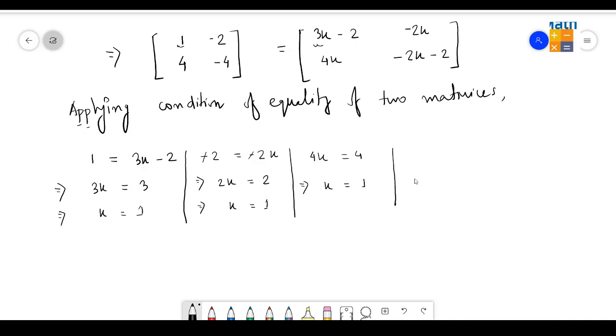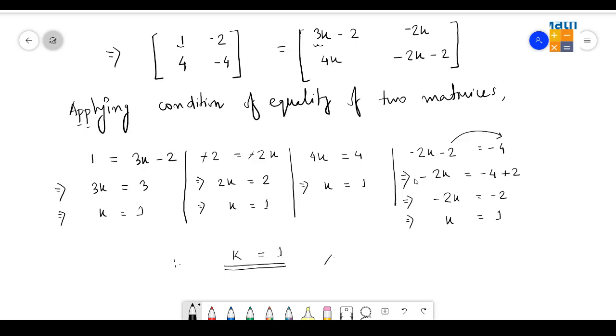And then after, I get here minus 2k minus 2 is equal to minus 4. This implies minus 2k is equal to, this 2 will be shifted, so minus 4 plus 2. The result comes as minus 2k is equal to minus 2. On cancellation, we get the result of k as 1. So finally, the answer is k is equal to 1. This is the required result.